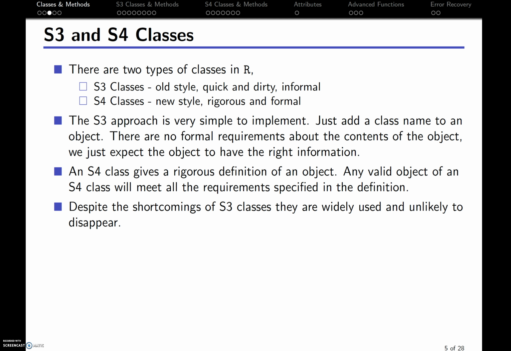You can simply define a new class in an S3 approach. There's nothing formal you need to require about the object. You just define it yourself, and it could do anything. So it's really pretty loose and informal, but it can lead to problems because of that informality. An S4 object is more rigorous, like we said. Any object of an S4 class has to meet requirements that are specified for that class within the definition. So you have to do a lot more upfront work with defining S4 classes than for defining S3 classes.